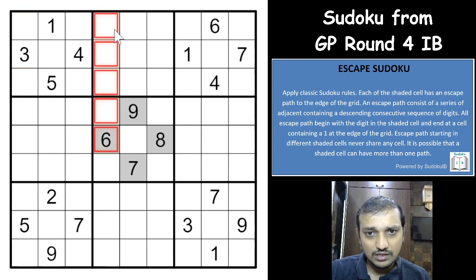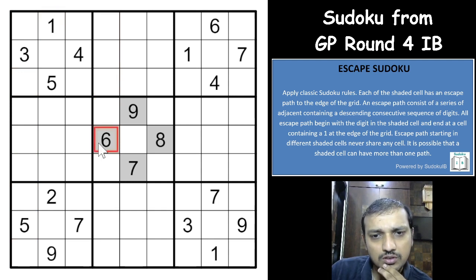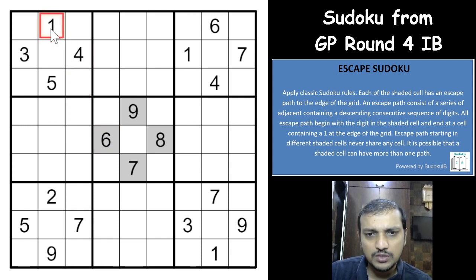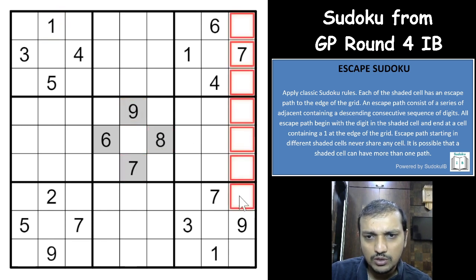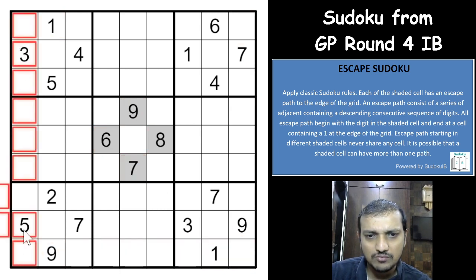Or yes, it can even go this way. Just a second, can this be a path for 6? Can this 1 take the path for 6, 5, 4, 3, 2, 1? No, it cannot reach this one. So the only path that can take this one is 9. Even 7 and 8 cannot reach this one. So 9 would have to take this one, 8 would have to take a 1 somewhere here, 7 would have to take a 1 somewhere here, and 6 would have to take a 1 somewhere here.